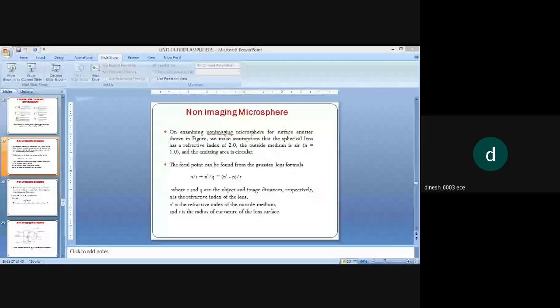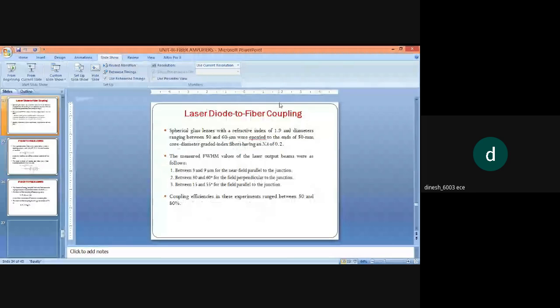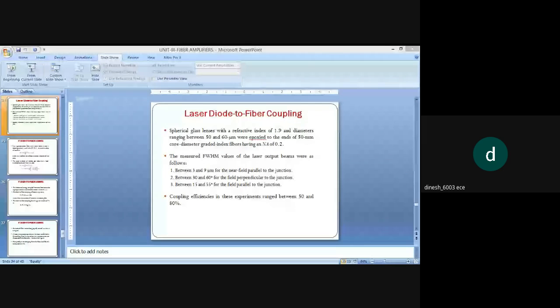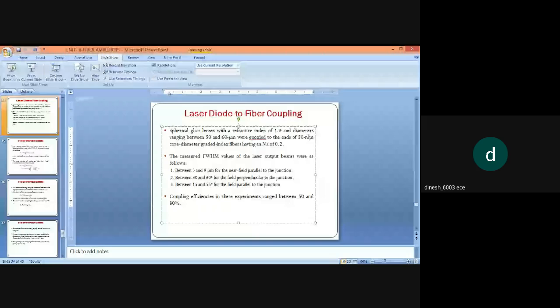So a spherical glass lens with a refractive index of 1.9, diameter ranging 50 to 60 micrometer, epoxied to the end of a 50 micrometer diameter graded index fiber having a numerical aperture of 0.